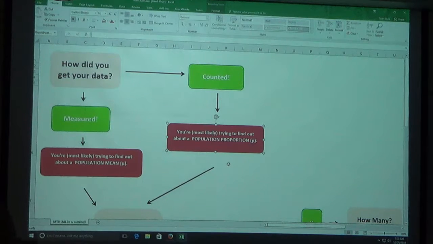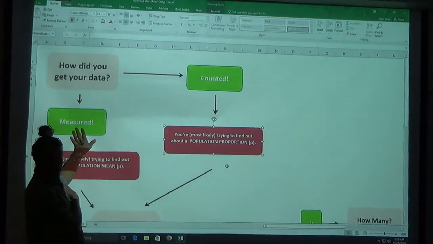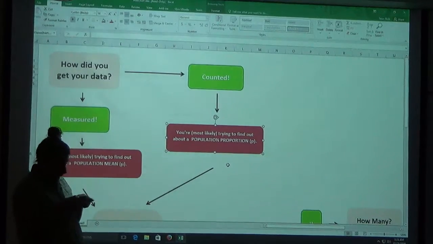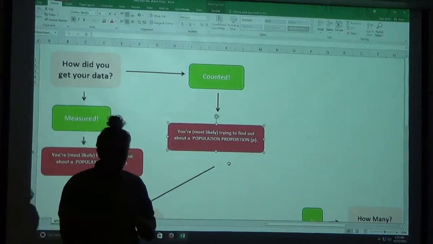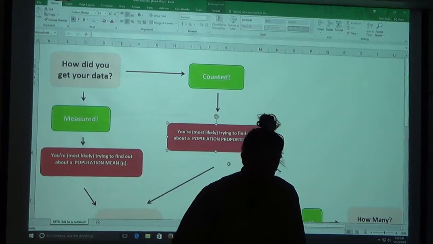But the thing about it is it can get occluded. That's why I like flowcharts. Always ask yourself, how did you get your data? If you're talking about the weight of a quarter, or the diameter of a nickel, that's a totally different thing. But if you're just talking about the money and the value of the money, you count it. 1, 2, 3, 4, 5.